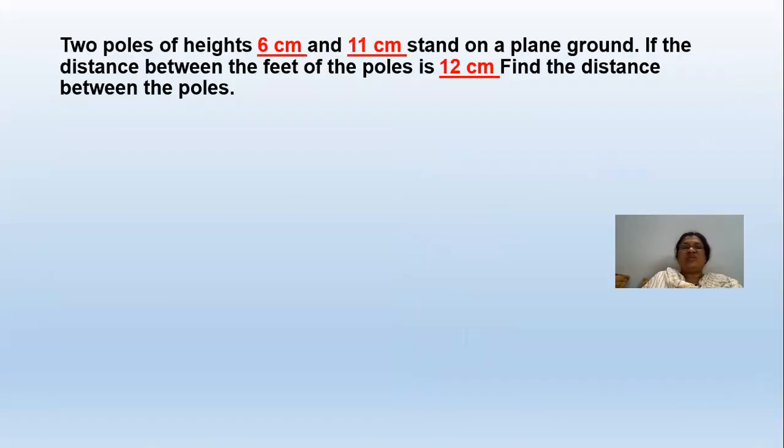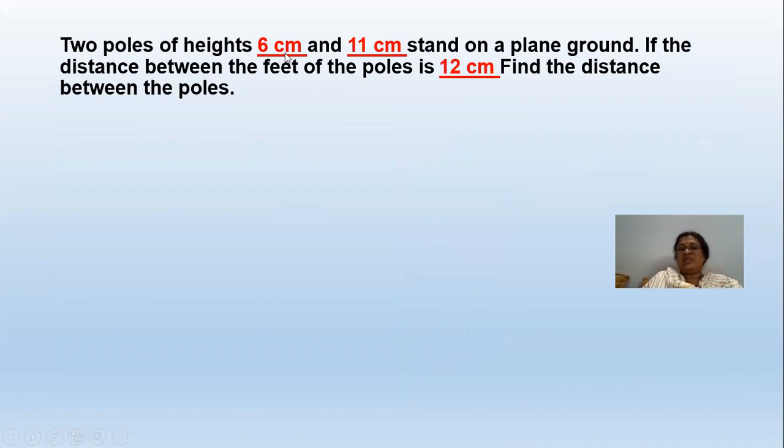One more problem we'll see. This is the problem we'll see in our daily life. So I'll show you how we'll apply this Pythagoras theorem principle in our daily life to find out some of the unknown values. When two poles are there, two poles of heights are given.